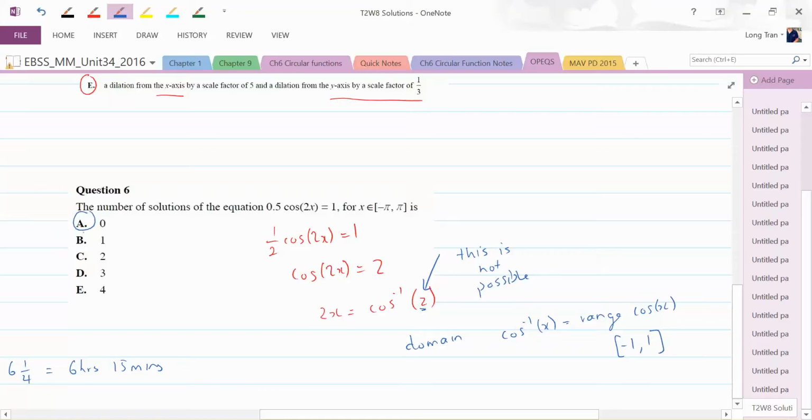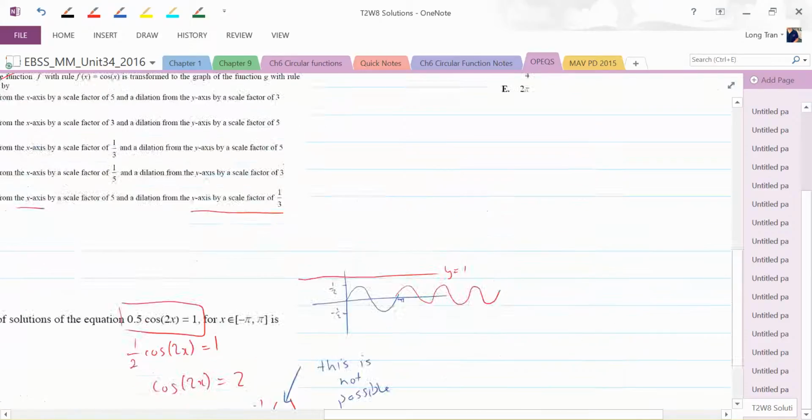Okay, you can visualize this graph as the amplitude is half, so it only goes up and down by half, and that's -half, and it's got a period of pi. Okay, but the question's asking when will you cross at 1? Well, y equals 1 and that function never crosses because the graph will always be below, so there's no solutions to it. Okay, logically, if we were to sketch this graph.